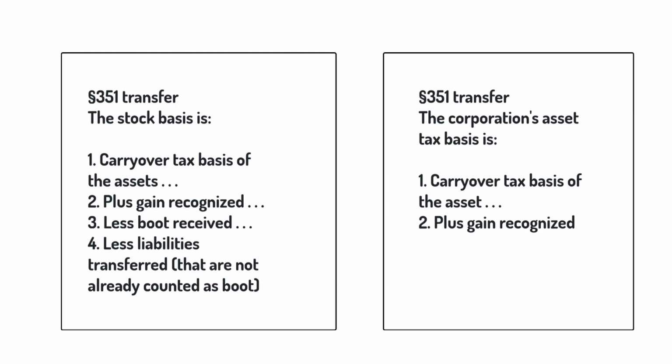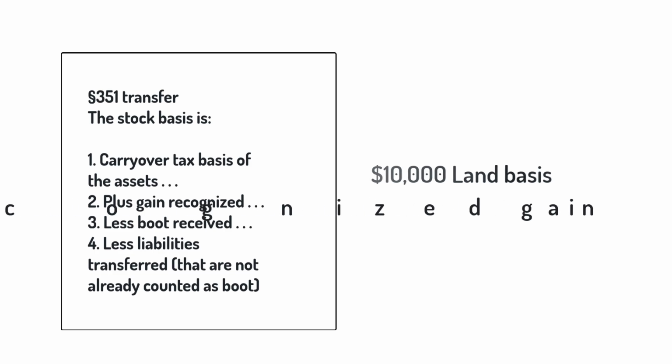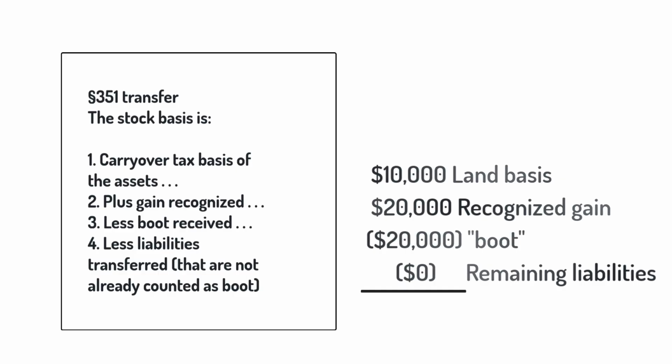Let's follow everything through with our two important equations, the stock basis and the basis of the land to the corporation. Let's start with calculating the stock basis under these new conditions. We're going to take the carryover basis of the land. We're going to add the new gain recognized. We're going to minus the boot received and any liabilities that weren't already counted as boot, which now is 0. That gives us a stock basis of $10,000.